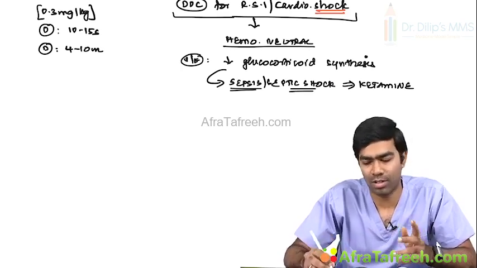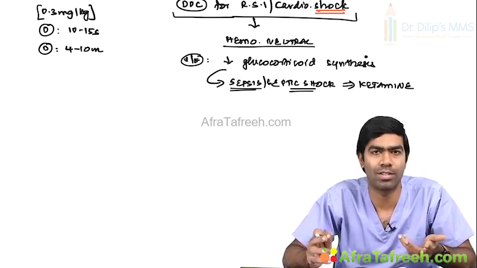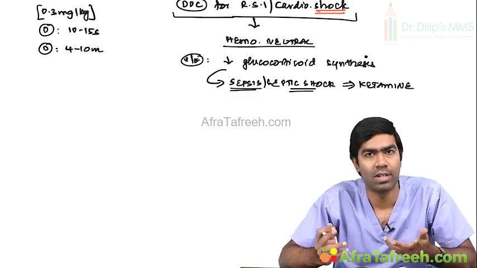Septic shock, all right. Shock, apart from cardiogenic shock, the best is ketamine. Again, ketamine doesn't interfere with cortisol synthesis. That's the reason why in this condition we are giving ketamine.